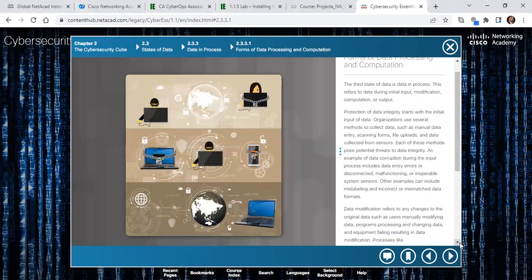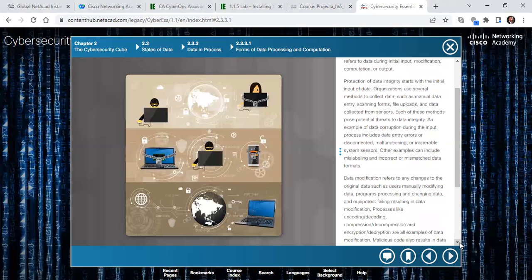So examples of data corrupting during the input process include data entry errors, disconnected or malfunctioning or inoperable system sensors. Other examples can also include mislabeling and incorrect or mismatched data format.